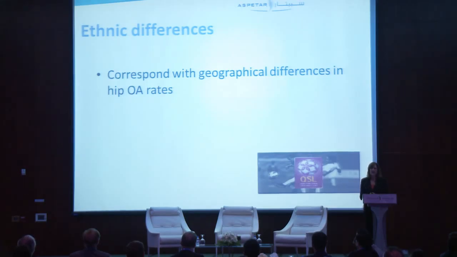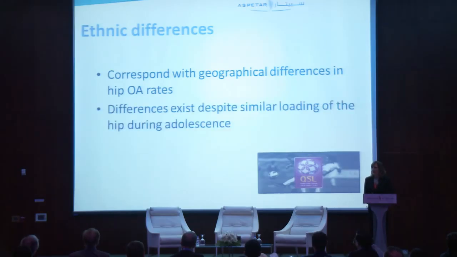And these ethnic differences correspond with the known geographical differences in OA rate. So maybe there's something different about some hips in these footballers because it's most likely that they've experienced similar loading during adolescence because they're all professional footballers. So these are some interesting data that requires further investigation.